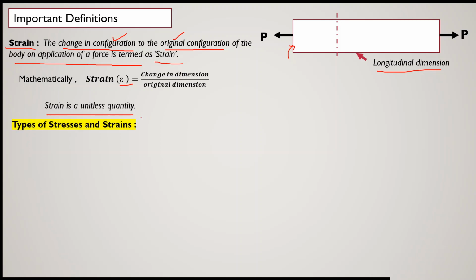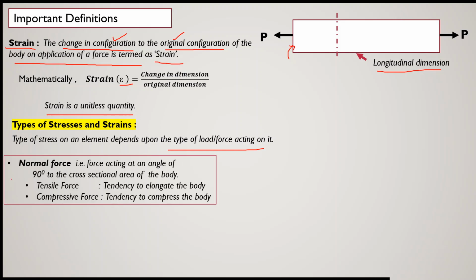So now, what are the various types of stresses and strains which we have to study in strength of material? The type of stress on an element, that means a body or an element, depends on the type of the load. That means what type of load is acting on it. Whether that load is a tensile load, then stress will be tensile stress. When there is a compressive load, then stress will be compressive stress.